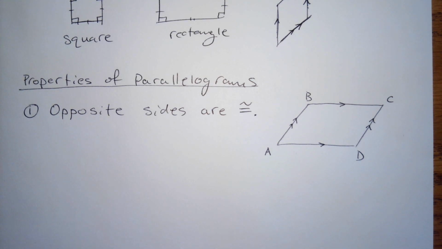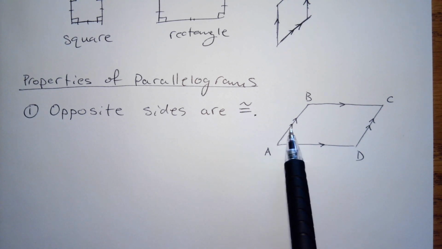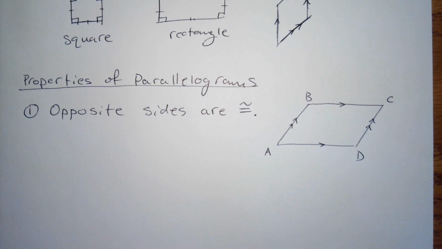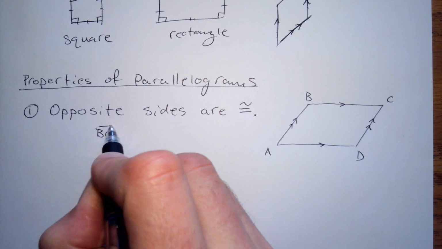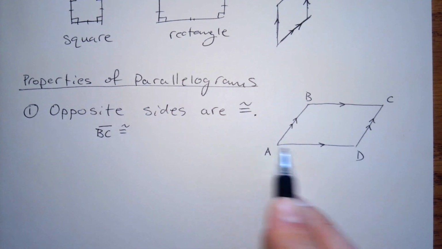Like the opposite, like that's why they have the little arrows. Well, the arrows mean that they're parallel. Oh, okay. So, but I'm saying opposite sides are congruent. I'm asking for someone to name a pair of opposite sides. BC, yeah, BC. So that means BC is congruent to AD.